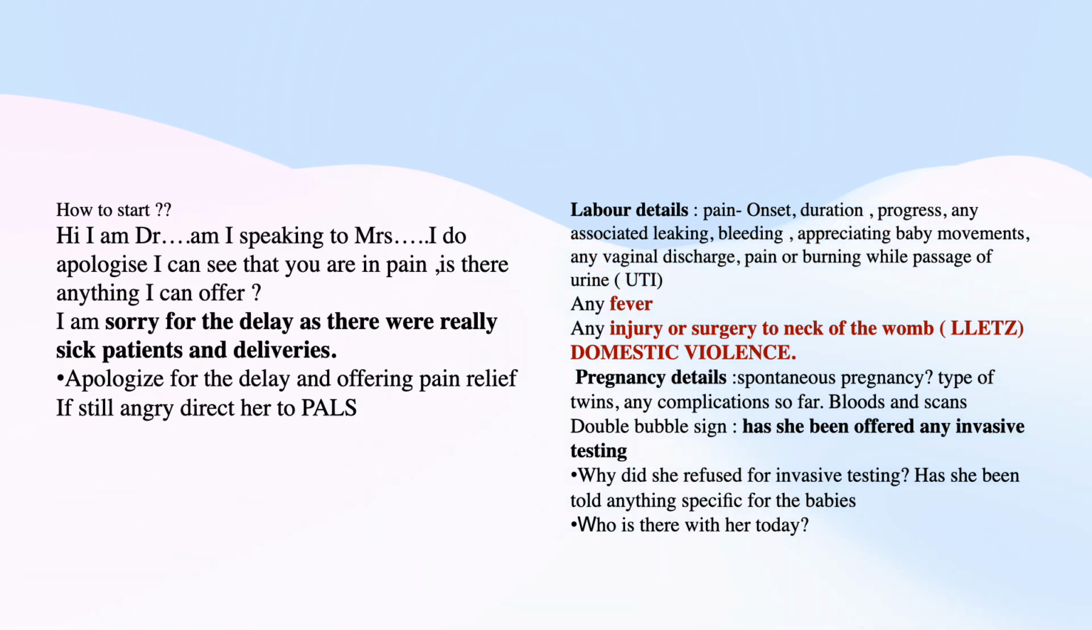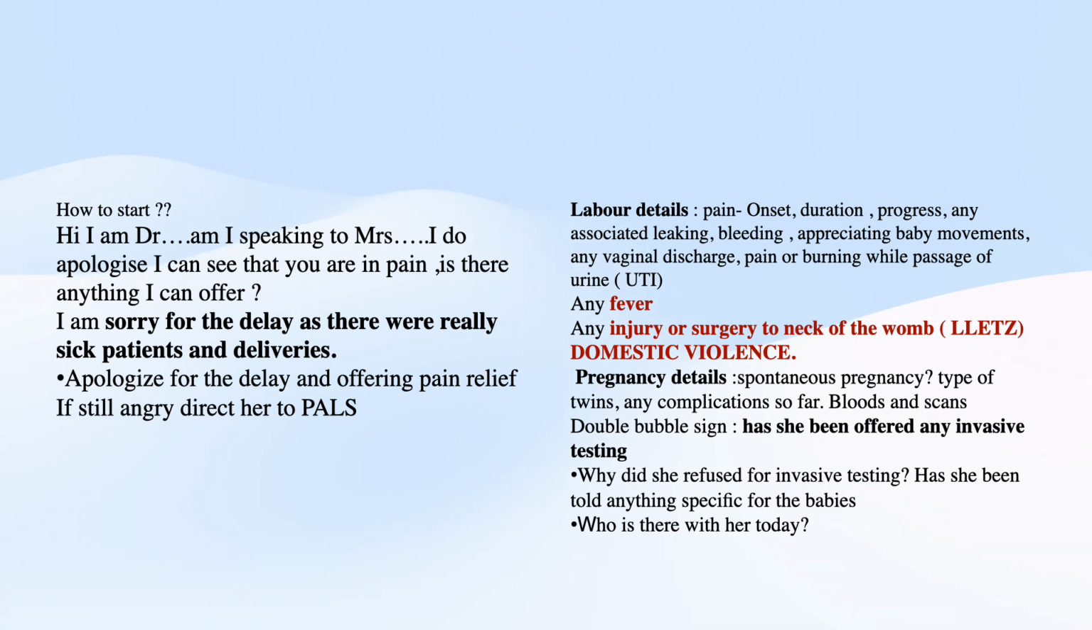Coming to the history. What are the key things you need to focus on while taking the history in this task? You need to ask about the labor details, the pregnancy details, and also about the double bubble sign. So what are the labor details? Whenever you see a preterm in the task, whenever you suspect preterm labor, always remember you need to ask these typical questions of a preterm case.